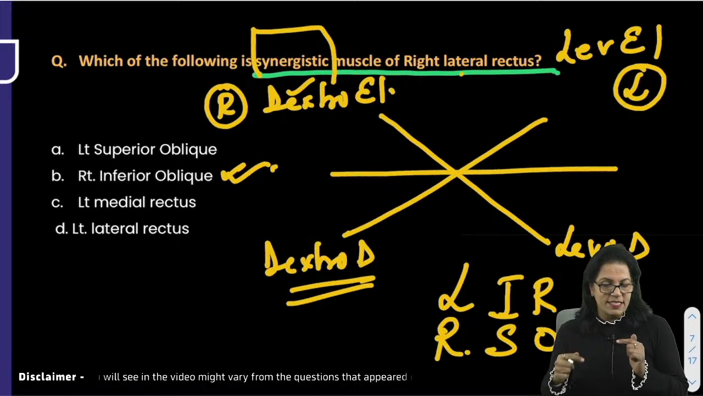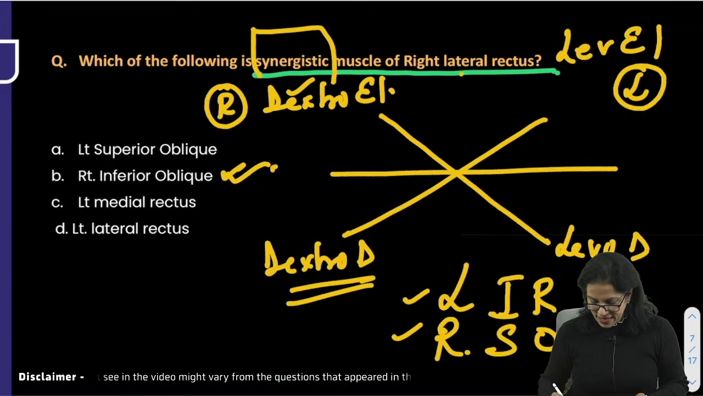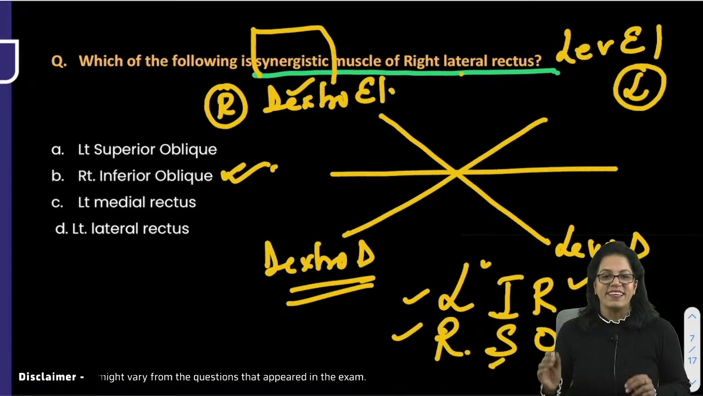And do you realize again it is every letter opposite. Here also it is the same, isn't it? Every letter opposite. Right to left, left to right, inferior, superior, recti, oblique.